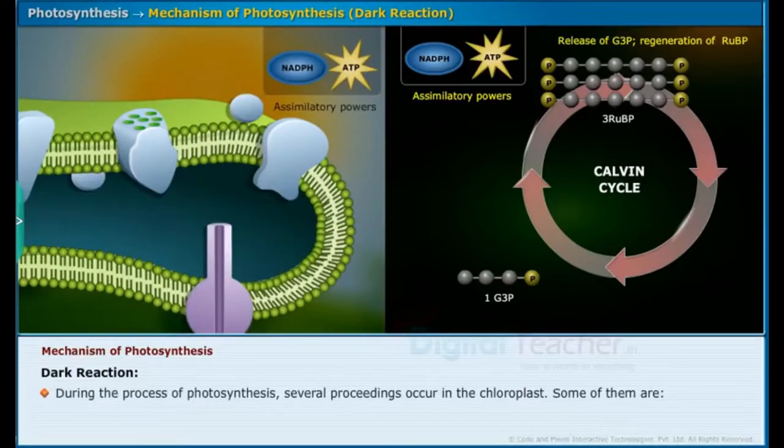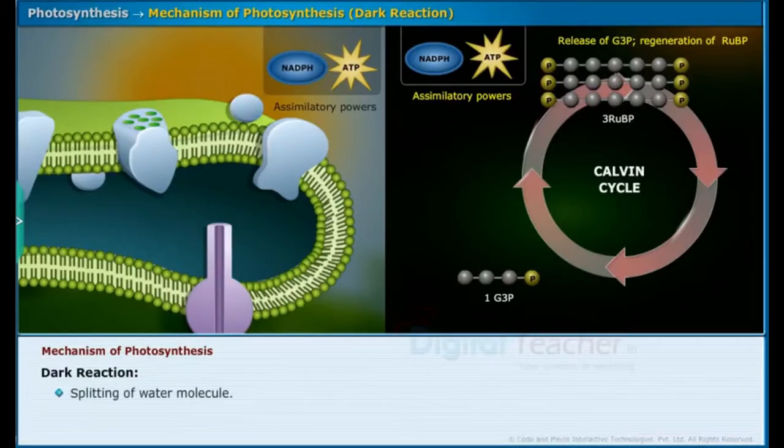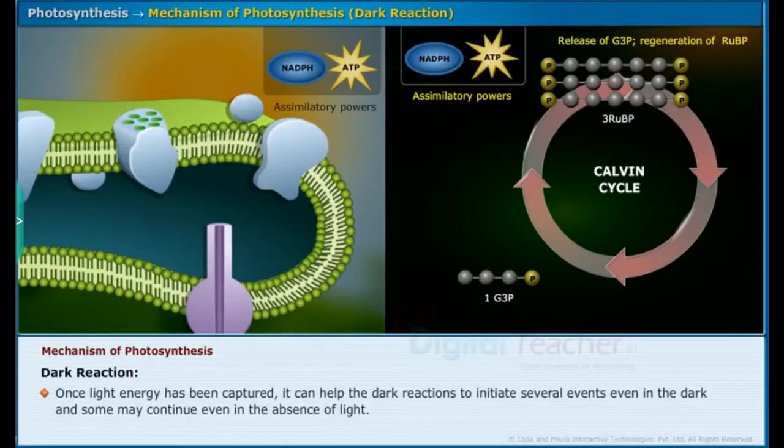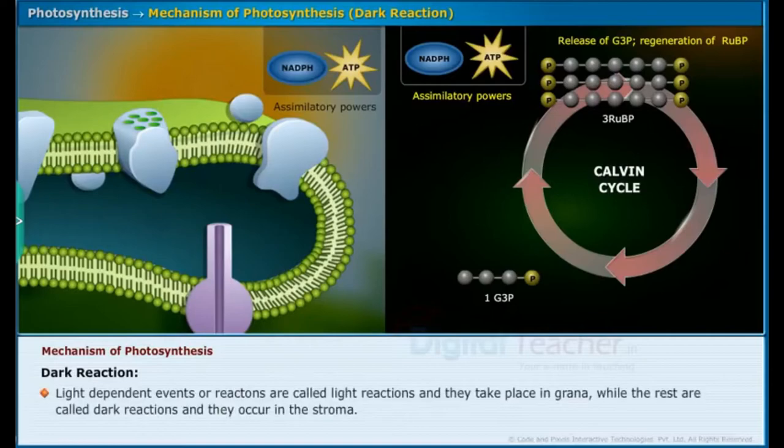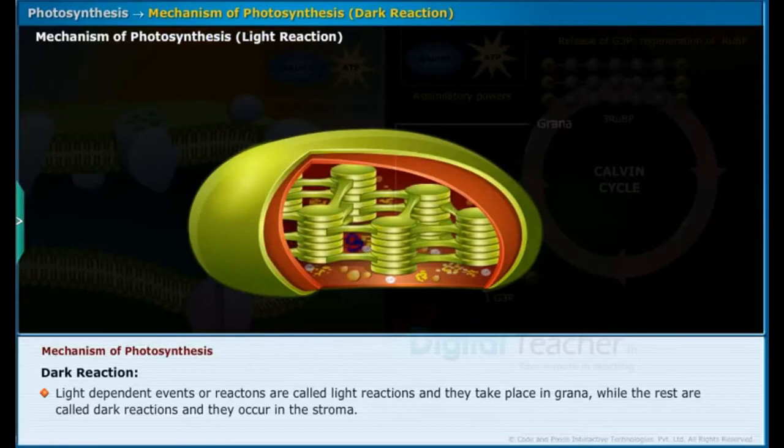During the process of photosynthesis, several events occur in the chloroplast. Some of them are converting light energy into chemical energy, splitting of water molecules, and reduction of carbon dioxide to carbohydrates. Once light energy has been captured, it can help the dark reactions to initiate several events, even in the dark, and some may continue even in the absence of light. Light-dependent reactions are called light reactions, and they take place in the grana, while the rest are called dark reactions and they occur in the stroma.